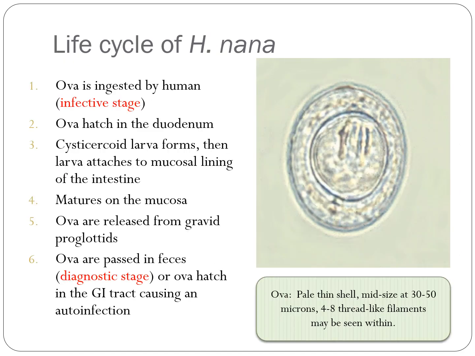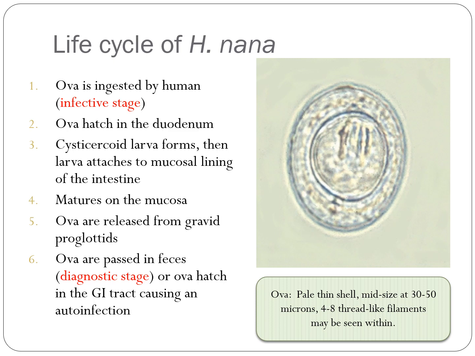The life cycle of Hymenolepis nana is as follows. The ova is ingested by the human, that's the infective stage, ingesting the ova. The ova hatch inside the duodenum. The cysticercoid larva forms, so that's a larva inside of a cyst. Then the larva attaches to the mucosal lining of the intestine. It matures on the mucosa, and ova are released from the gravid proglottids. Ova are passed in the feces, and that's the diagnostic stage, or ova hatch in the GI tract, causing auto-reinfection.